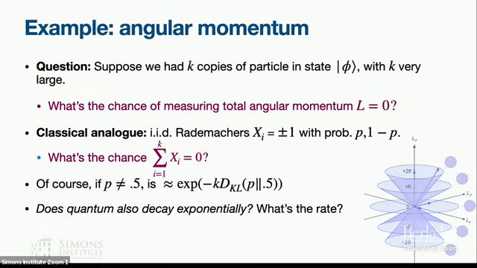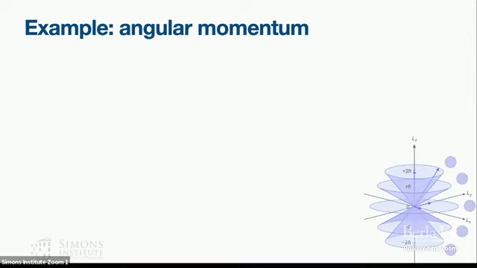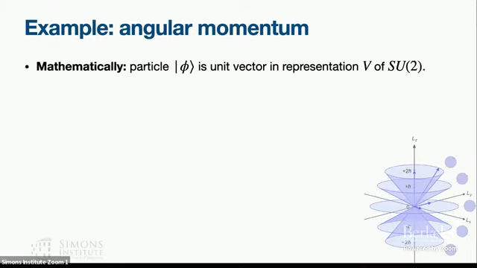depending on what the state is, is the probability of measuring angular momentum 0 in the quantum case going to decay exponentially as well? And what's the rate of decay? So I'll tell you the details, the mathematical formalism of what's going on. It's not too important for the rest of the talk if you understand all the details.